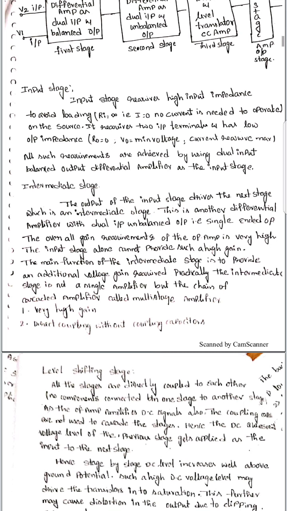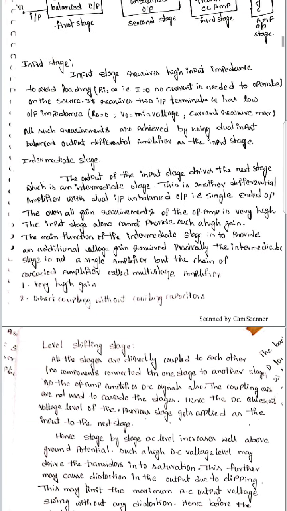Next, the second stage is the intermediate stage. The output of the input stage drives the next stage, which is the intermediate stage. This is another differential amplifier with dual input unbalanced output, that is, single ended output. The overall gain requirement of the op-amp is very high. The input stage alone cannot provide such a high gain. The main function of the intermediate stage is to provide the additional voltage gain required.